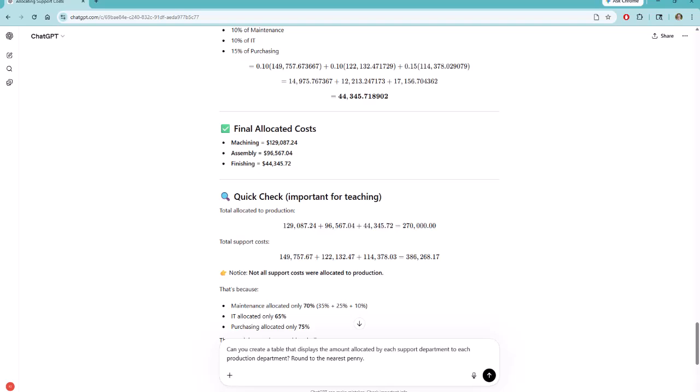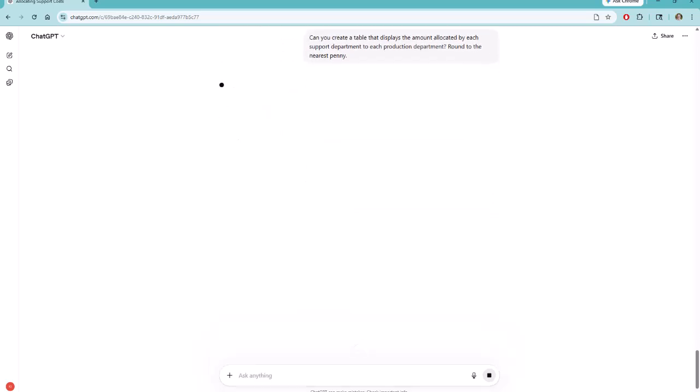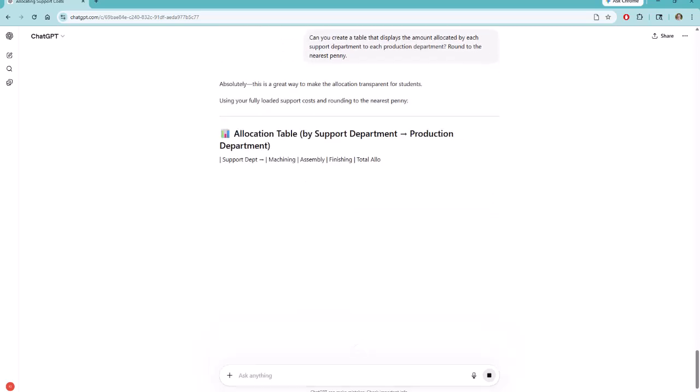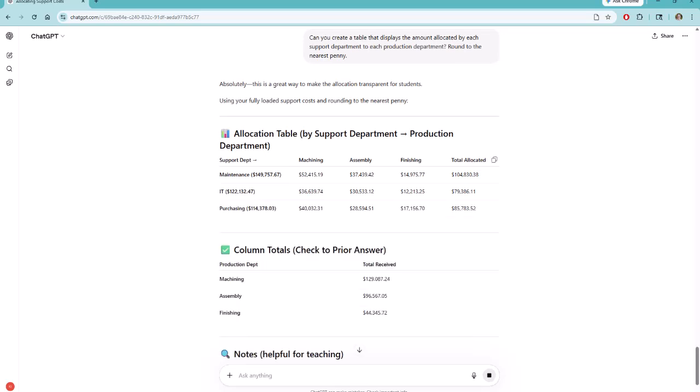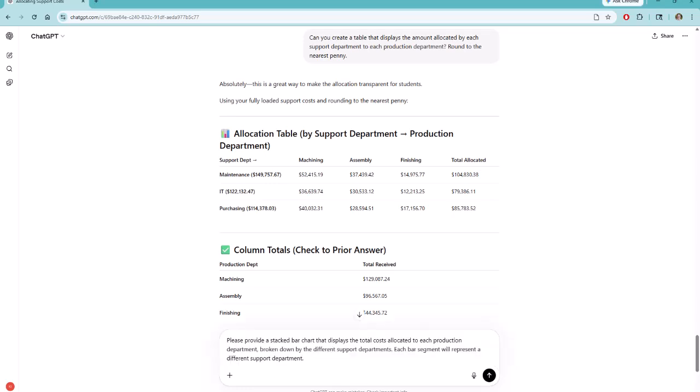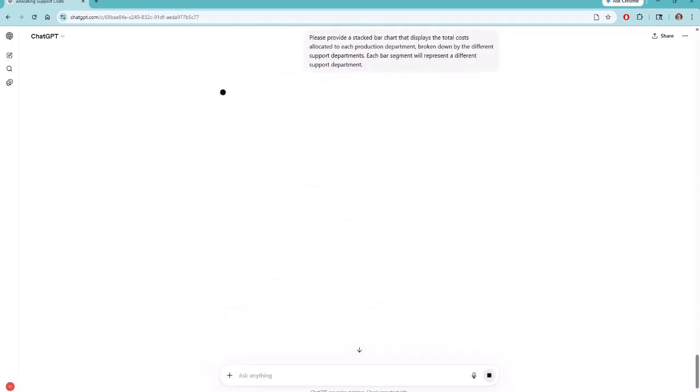So can you create a table that displays the amount allocated by each support department to each production department, and we want it to round to the nearest penny? Okay, so we get a nice table, and this all looks good. But I also want to see something that's a little more visually appealing. So let's get a stacked bar chart as well that shows the total costs allocated to each production department broken down by the different support departments.